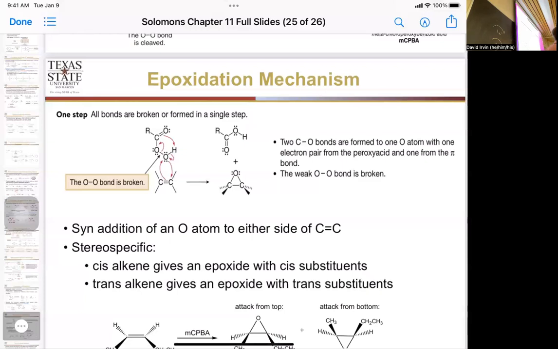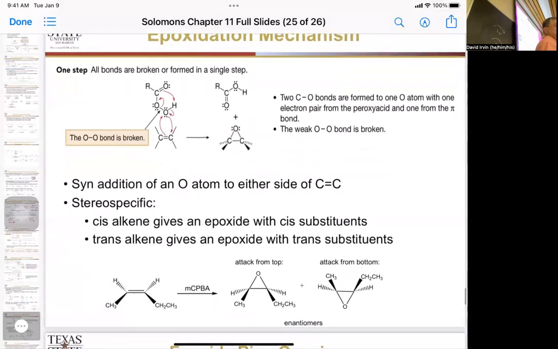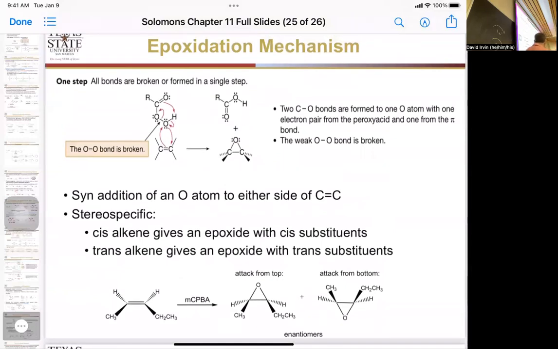Okay, so let's talk about the chemistry of it. It's always syn addition, because it's going to be on one side or the other. It can attack the top or the bottom. So that gives you stereochemistry that you can see, okay? So in the case of this, let's talk about this. What is this? Is this cis or trans? A cis alkene. So our cis alkene, if we attack from the top, it's going to give one isomer. If we attack from the bottom, it actually gives us an enantiomer.